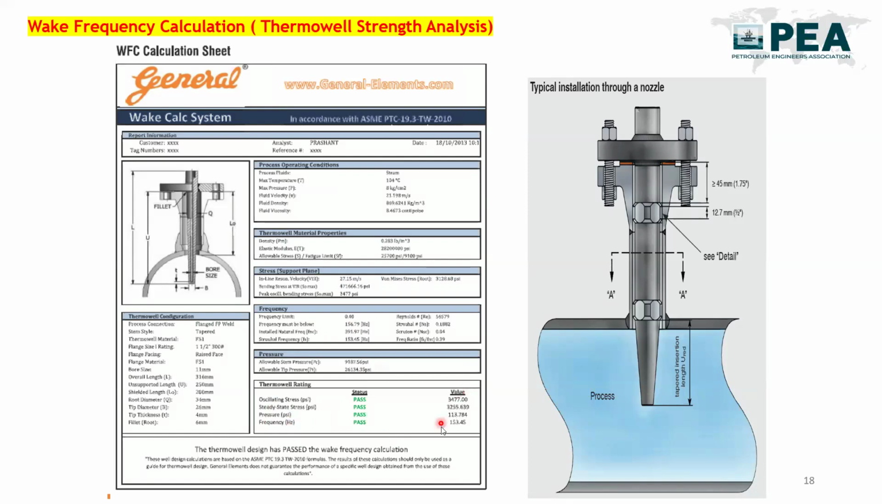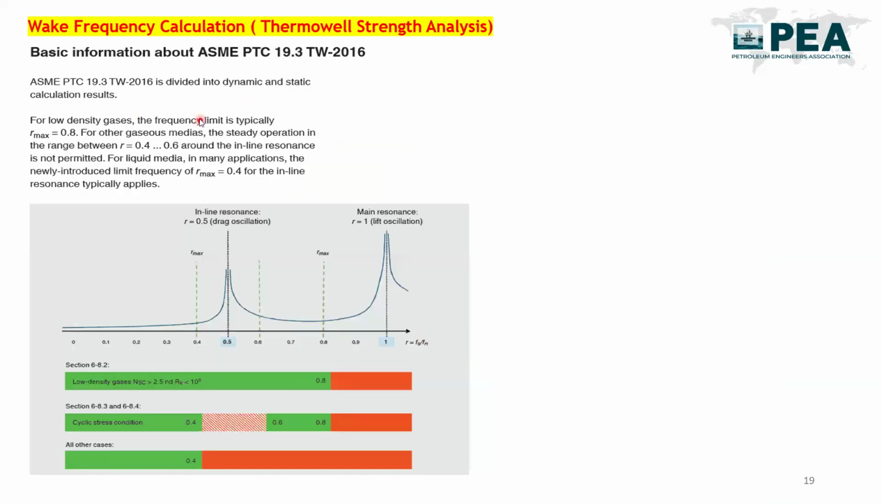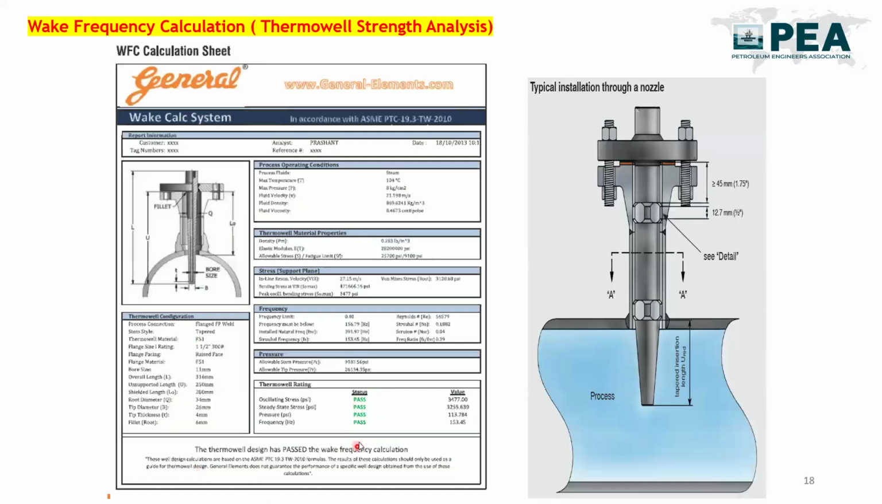frequency. These values are not going to tell you whether this thermowell passed or failed in the wake frequency calculation, but the status will show you whether this thermowell fails or passes in the given process condition. Another point which is very important is the frequency ratio of this thermowell strength analysis. In general, for most cases, it should be below 0.4. Means the frequency ratio should be below 0.4, then that thermowell is accepted. If it is more than 0.4, then we are not going to select that thermowell, and it will show failed over here. The process status will be failed.